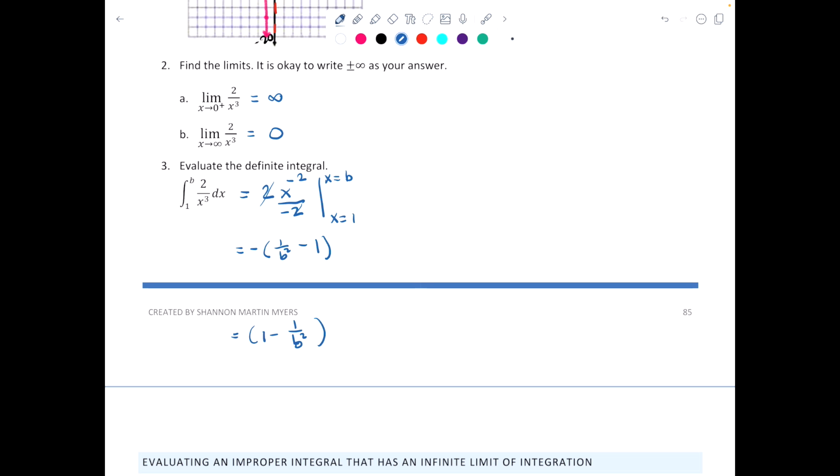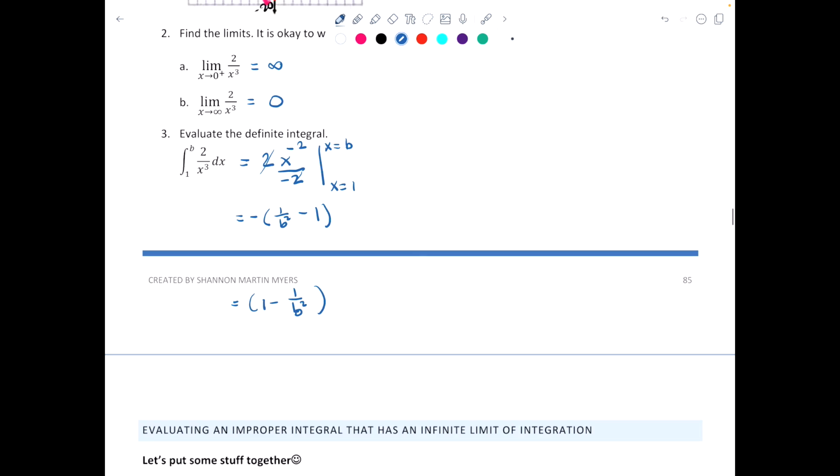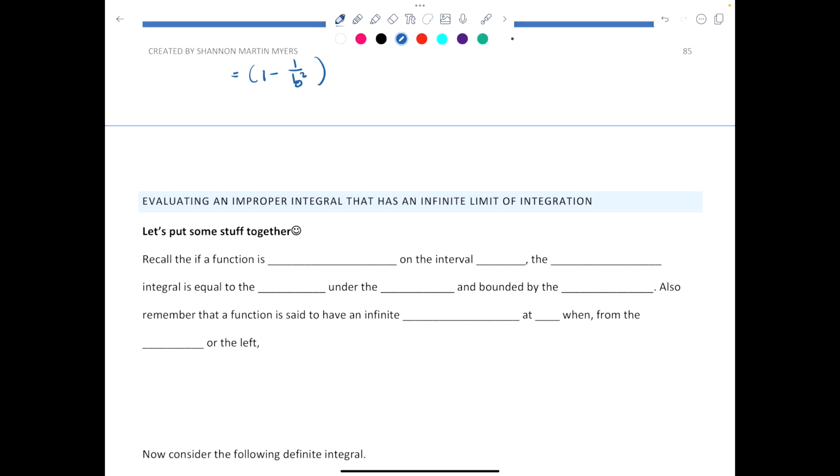So now, keeping that in mind, let's put some stuff together. Recall that if a function is non-negative on the closed interval from a to b, the definite integral is equal to the area under the curve and bounded by the x-axis, and of course x equals a and x equals b.